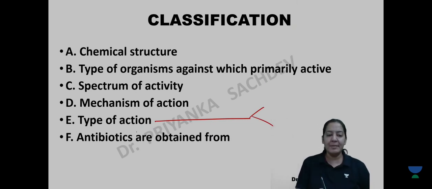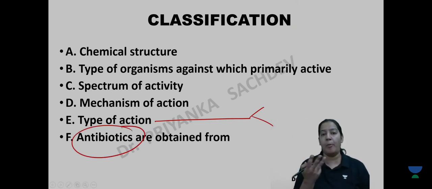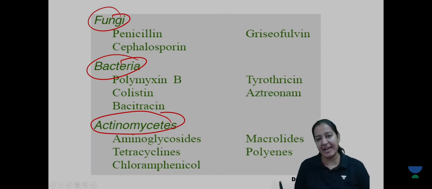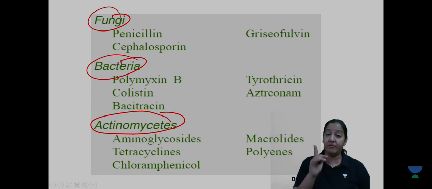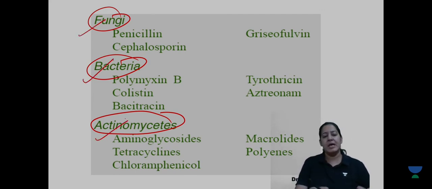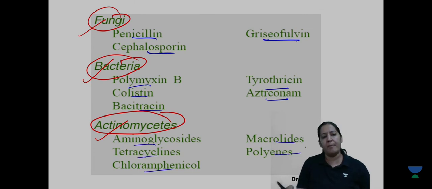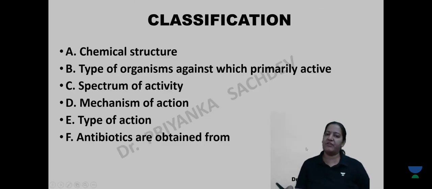The last one, tell me the source of the antibiotic, from where they are obtained. So antibiotics are obtained either from the fungus or from the bacteria or from the actinomycetes, with the help of genetic engineering. So you can see the names which of them are obtained from fungus, which of them are obtained from bacteria, and which of them are obtained from actinomycetes. Not a very important classification, but here.